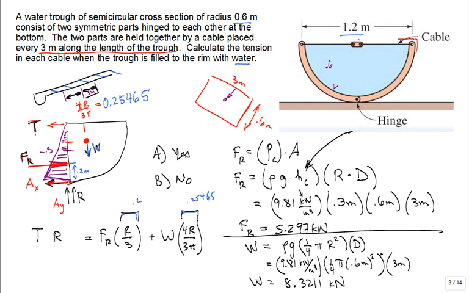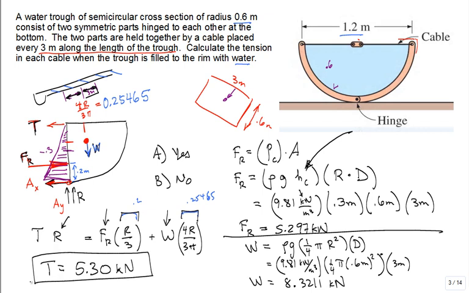So now you substitute our value for the weight, for the resultant force. We know what R is. Guess what? I'm just running out of room. The tension comes in at 5.30 kilonewton. Is that the right units for tension? Yes. And that magnitude look good?